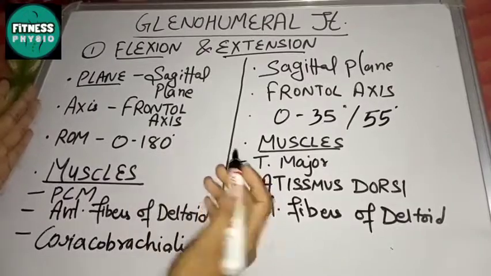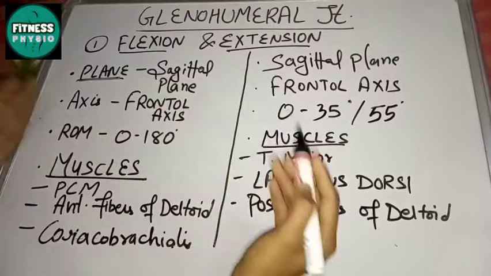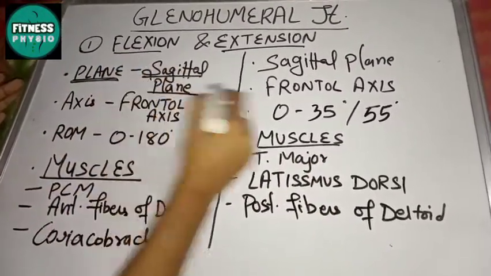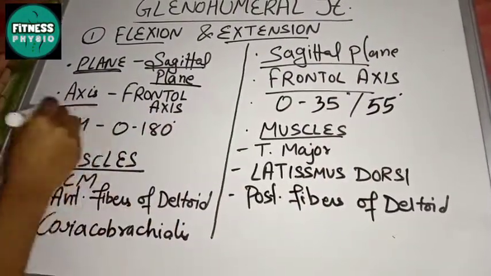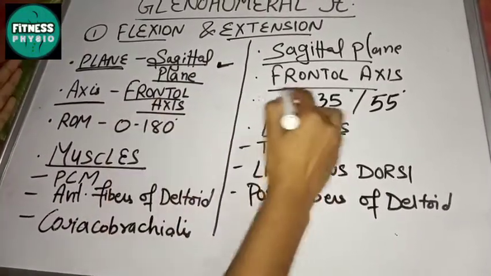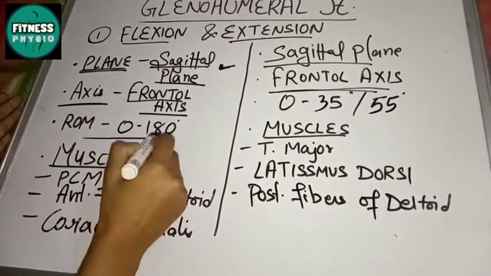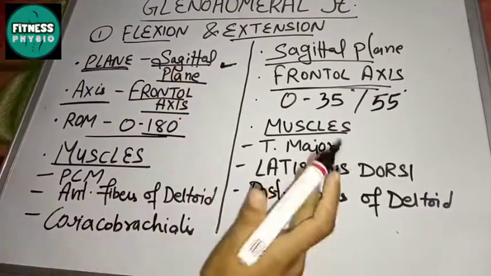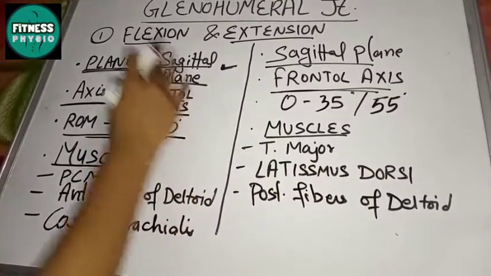First we will see in which plane flexion and extension occur. Both are in the sagittal plane. Now what will be the axis? If it is the sagittal plane, the axis will always be the frontal axis. What will be the flexion range of motion? It is about 0 to 180 degrees. First we see flexion, then we will see the extension phase.